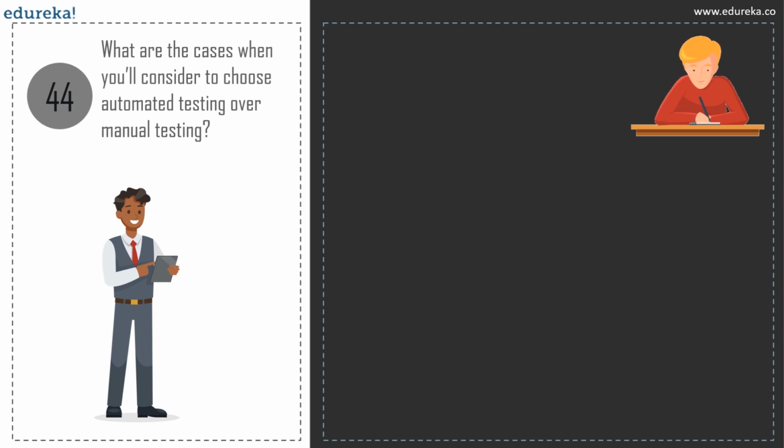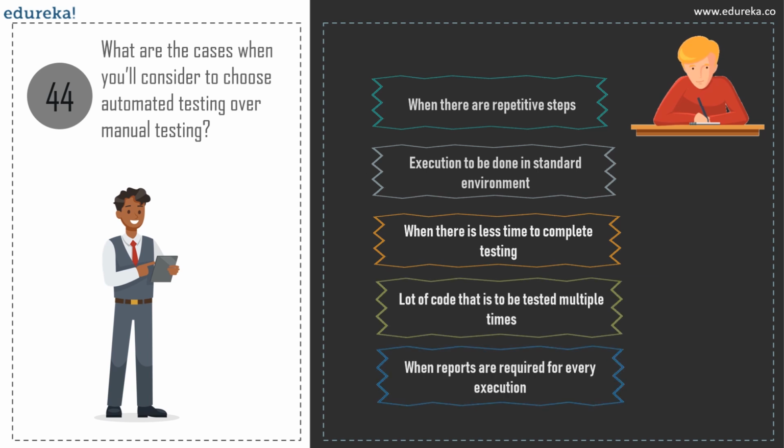Let's move on to our next question. What are certain cases where you choose automated testing over manual testing? Automated testing can be considered over manual testing in multiple situations. For example, when you have test cases that require periodic execution, when the tests include repetitive steps, when tests need to be executed in a standard runtime environment, you can adopt automation testing rather than manual testing. Also, when you have very little time to complete the test phase, when there's a lot of code that needs to be repeatedly tested, and when reports are required for every execution, then you can use automation rather than manual.